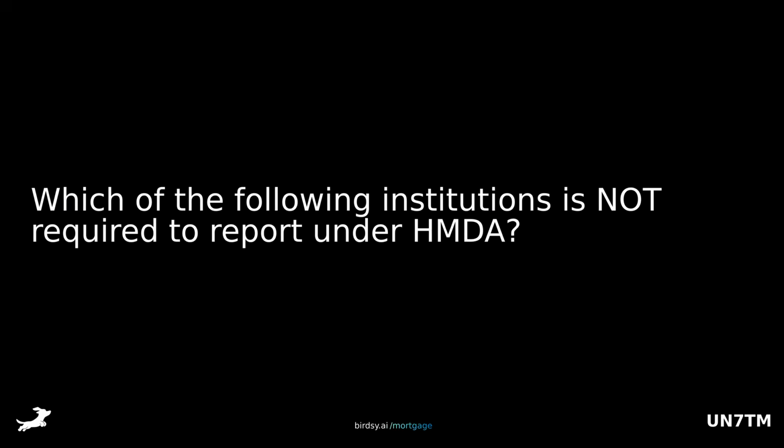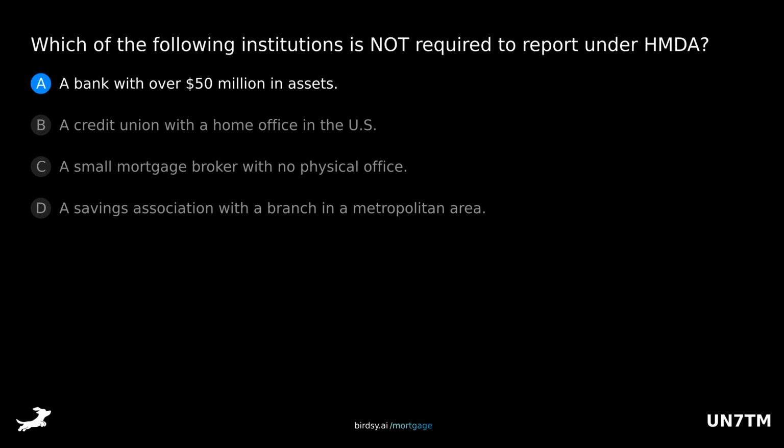Which of the following institutions is not required to report under HMDA? Is it A, a bank with over $50 million in assets? B, a credit union with a home office in the U.S.? C, a small mortgage broker with no physical office? Or D, a savings association with a branch in a metropolitan area?